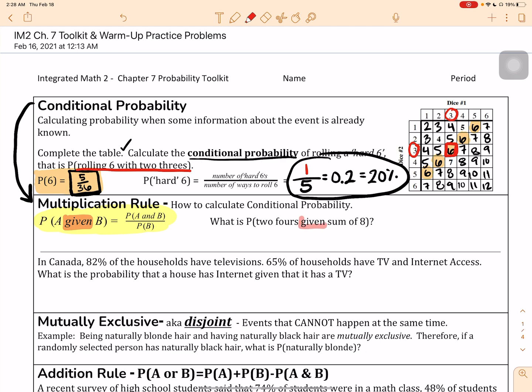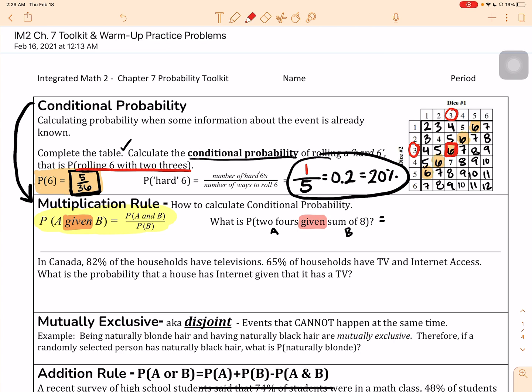So here I see, what is the probability of 2 4s given a sum of 8? So we know that whoever was rolling the 2 dice rolled an 8. It could be a 2 and a 6, 3 and 5, 4 and 4, 5 and 3, or 6 and 2. So what we want to do here is see the probability of A and B, so this would be A and this would be B. The probability of 2 4s and a sum of 8.